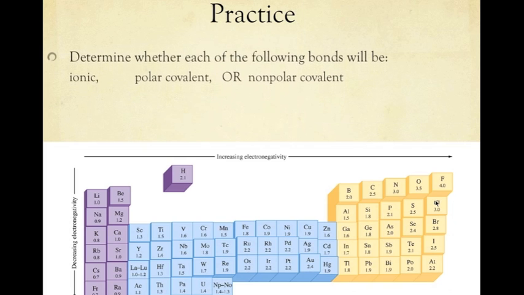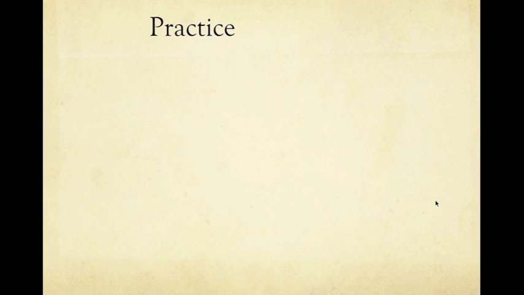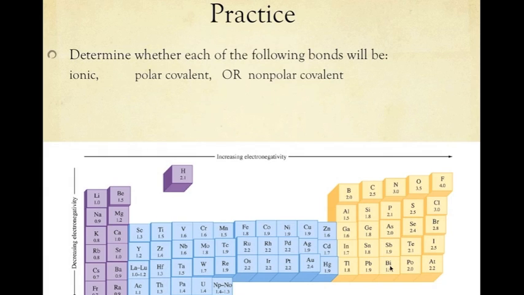Now, let's do some practice. Let's determine whether each of the following bonds will be ionic, polar covalent, or nonpolar covalent. Okay, and when we do that, we have to have an electronegativity chart. What we have in front of you here is an electronegativity chart. Remember that it increases as we go to the right and as we move up.